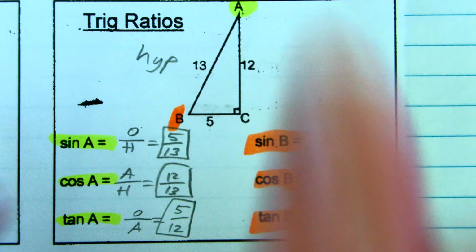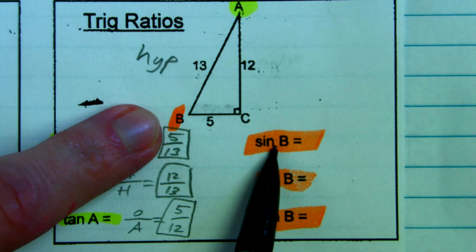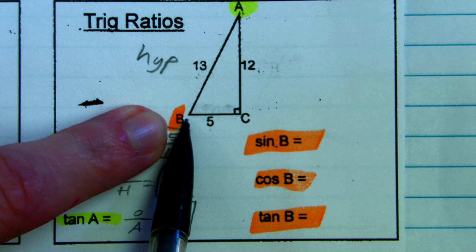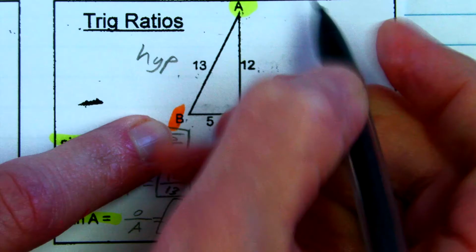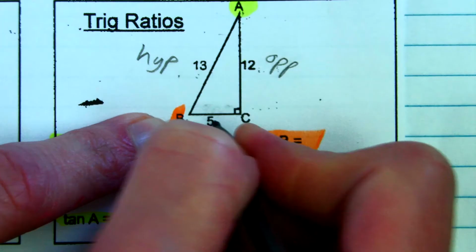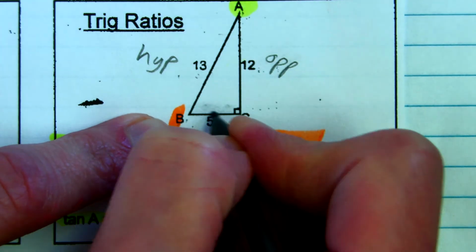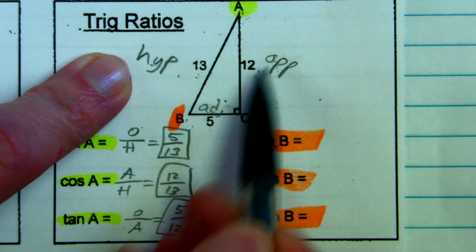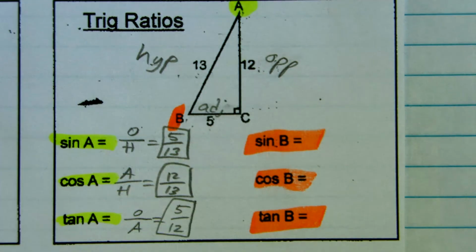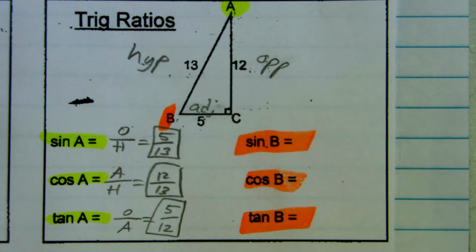So if I change, and now I'm looking for trig ratios with respect to angle B, the hypotenuse stays the same, but the side opposite B is now 12, and my adjacent side is now 5. And you can label this however you want. Some people just do H, O, and A. Some people use the abbreviations I have up there. It's whatever works for you, just so that you have it.